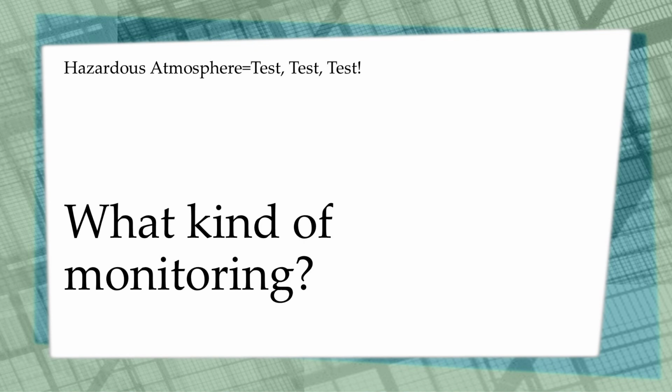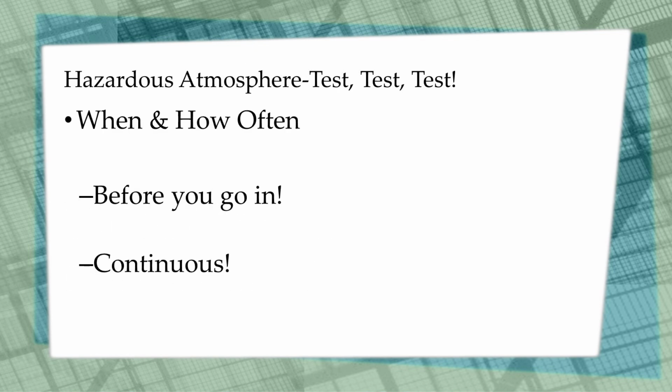So what kind of monitoring do we want to do? Well, obviously, before you go into a trench that you suspect, or that's near an area where you can pretty well assume there might be something in it, you want to test before you go in. You want to test continuously. When we're dealing with a permit required confined space, we want to test before you go in, and we want to test continuously because conditions arise from time to time. We want to be aware of them.